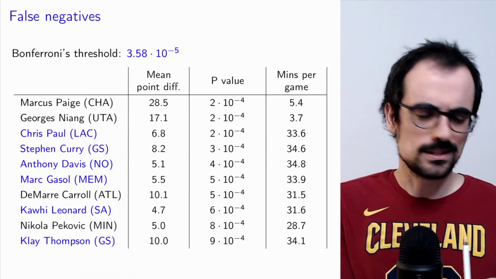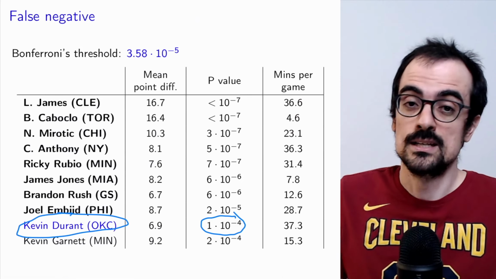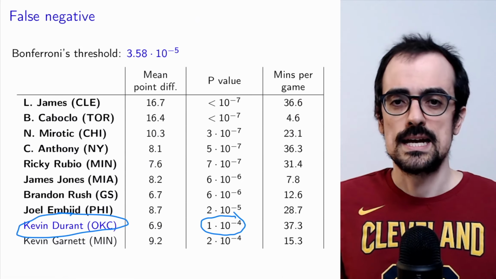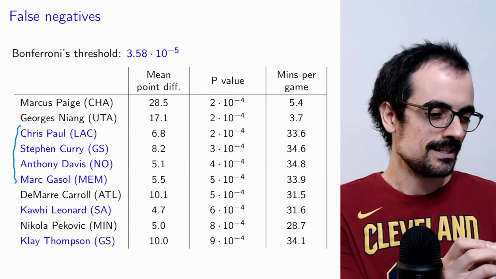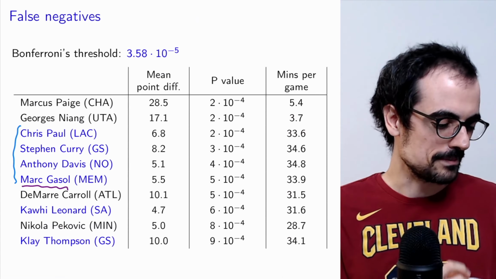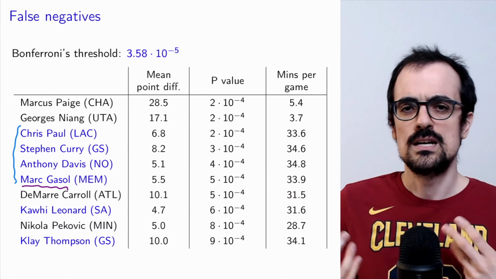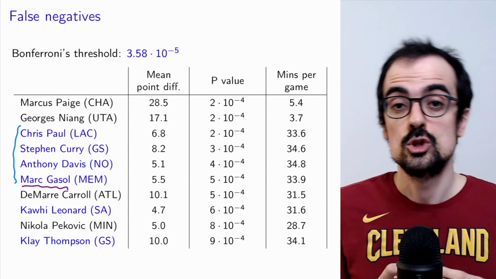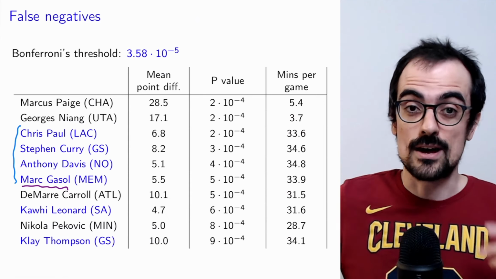Did I say false positive a moment ago? I meant false negative. We don't reject the null hypothesis for Kevin Durant, and we definitely should because he has impact and he's barely above the Bonferroni threshold. We can see some other clear false negatives, including Marc Gasol, another Spanish player, happy to see him there, Kawhi Leonard, Klay Thompson, Stephen Curry. Obviously, these players had a lot of impact, but we're being extremely strict to avoid false positives because we're testing more than 1,000 hypotheses at the same time. Because of being so strict, we're missing these players. We're incurring these false negatives.